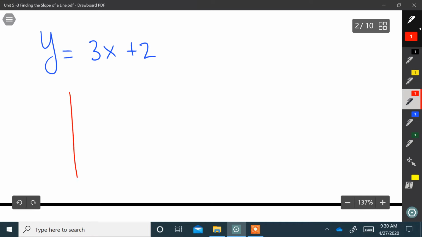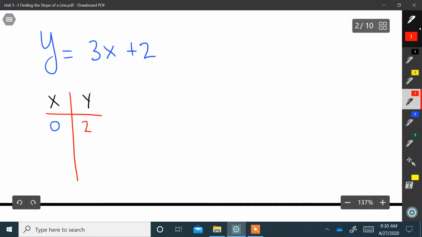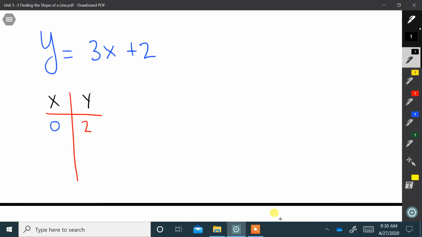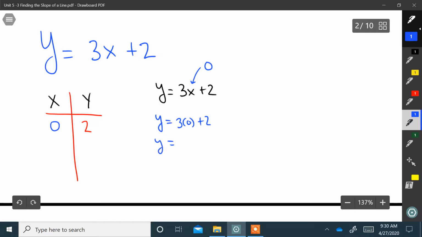You could have a table where you have an x and you have a y. Okay, so when x is 0, and I'm just coming up with some numbers here, let's figure out what y is, and it's very simple. When x is 0, I can tell you that y is 2. And why is it 2? Well, if I have y is equal to 3x plus 2, and I plug in a 0 into x right there, because I'm saying that x is 0, then this is what I get: 3 times 0 plus 2. 3 times 0 is 0, plus 2 is just 2. So that's how I get that 2.